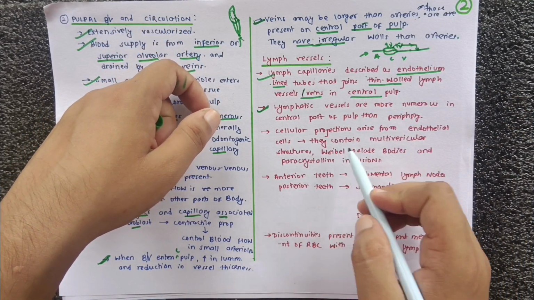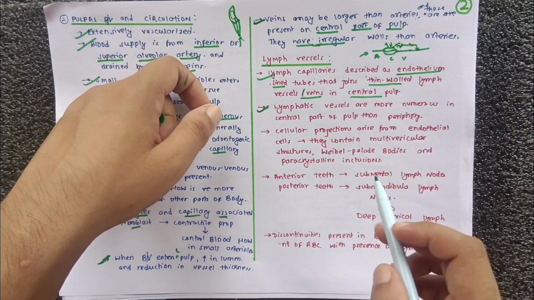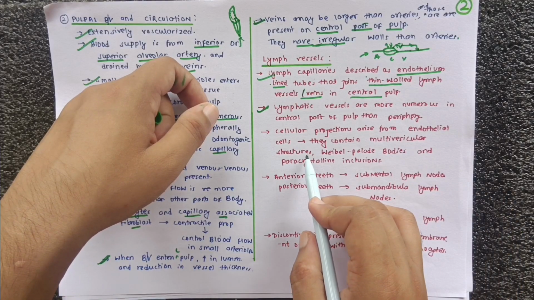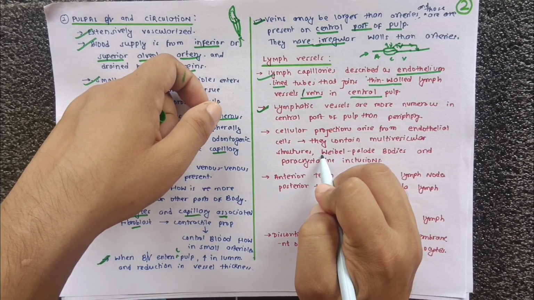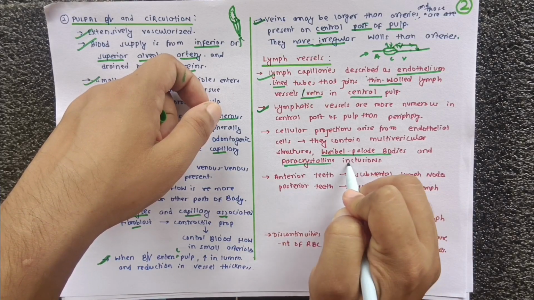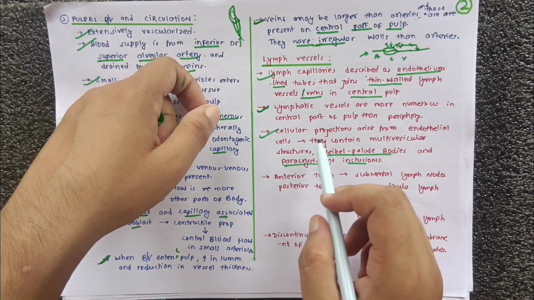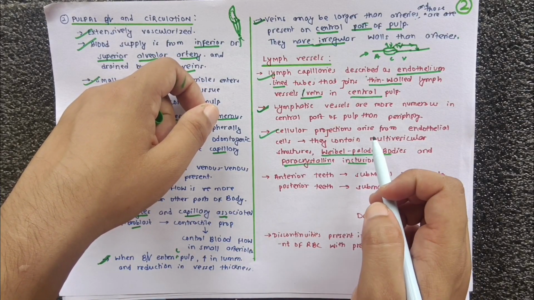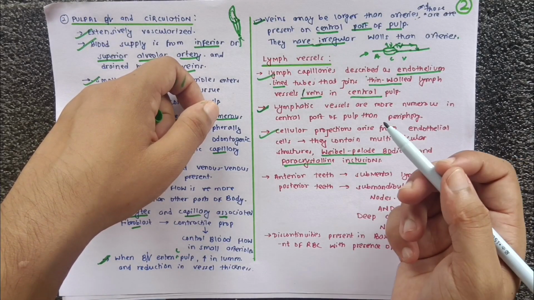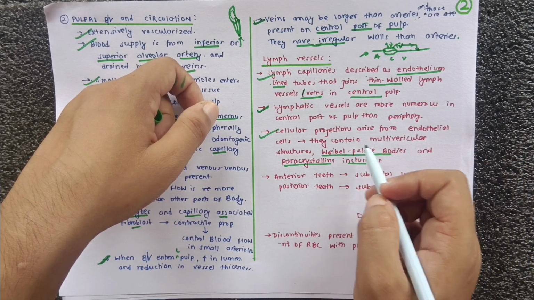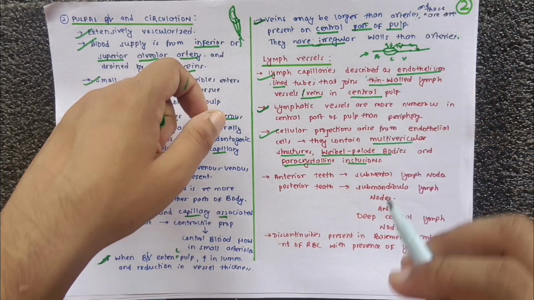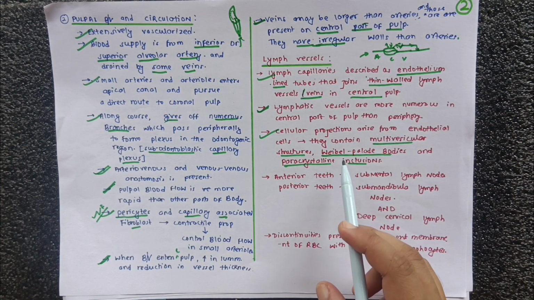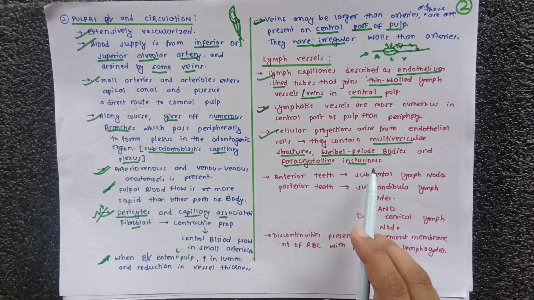After that, cellular projections arise from the endothelial cells. They contain multivesicular structures, Weibel-Palade bodies, and paracrystalline inclusions. It is not important, but you can remember it. So there is a cellular projection arising from the endothelial cells of the lymph vessel, and they contain multivesicular structures like Weibel-Palade bodies and paracrystalline inclusions.